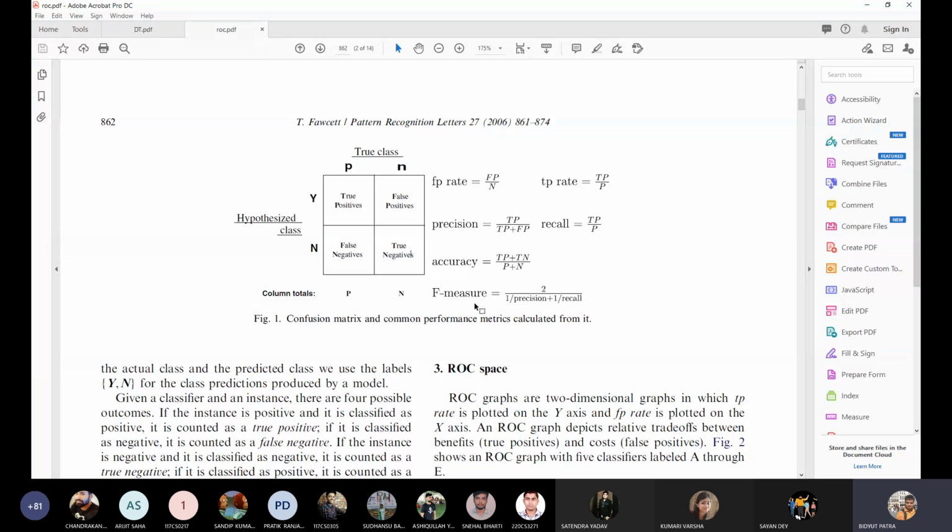Now if any classifier is giving a quite good F measure, then I will say this classifier is quite good. If the F measure is quite high, the classifier should give precision and recall both quite high, then only the F measure will be high. If any one of the two metrics, precision or recall, is low, the F measure will automatically be low. Therefore the single metric F1 is quite used in many applications.